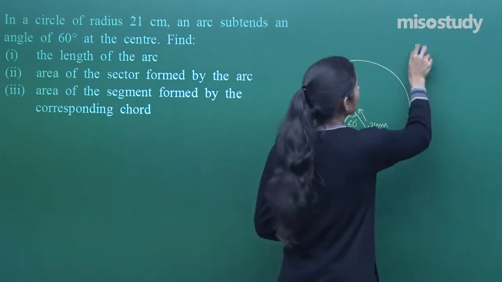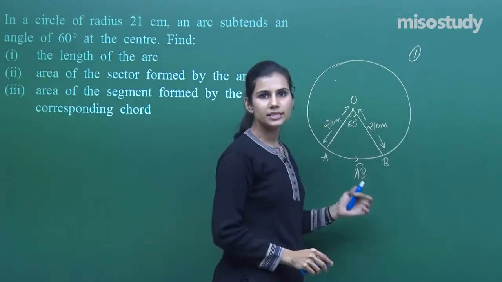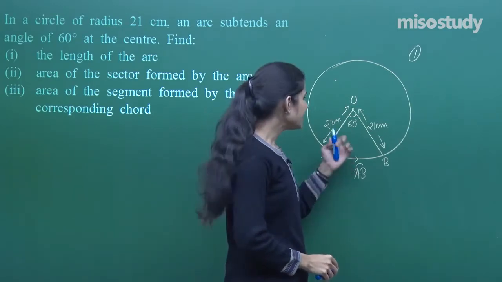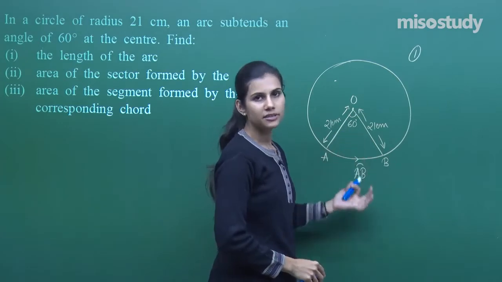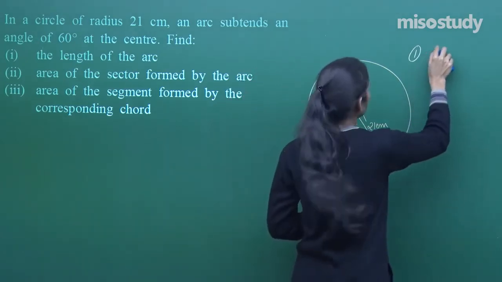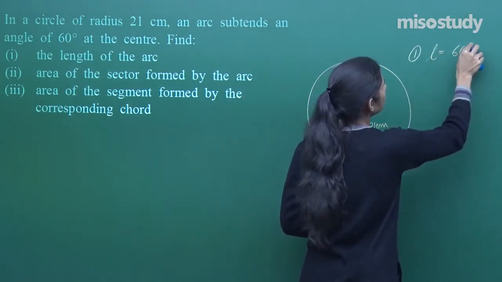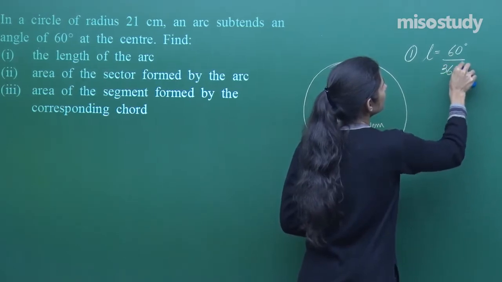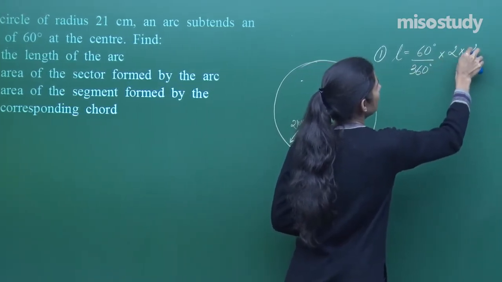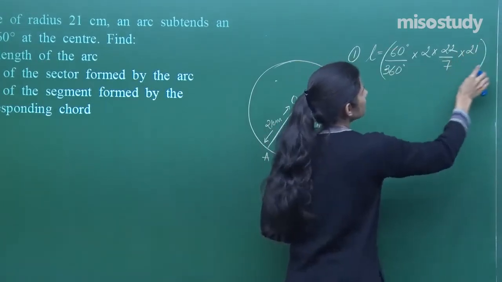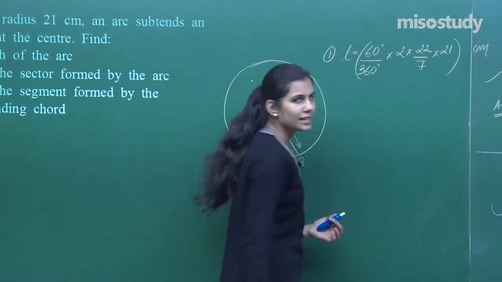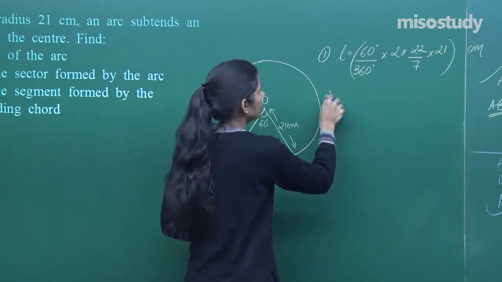You know that length of the arc is theta by 360 into 2 pi r, where theta is the angle which that arc subtends at the center of the circle and r is the radius of the circle. So length of the arc will be theta by 360 into 2 pi r. This much centimeters will be the length of this AB arc.